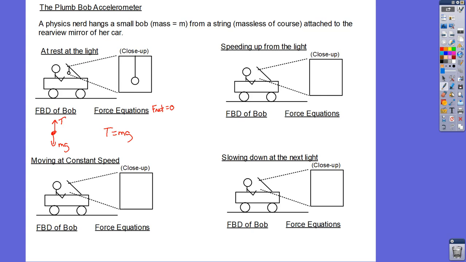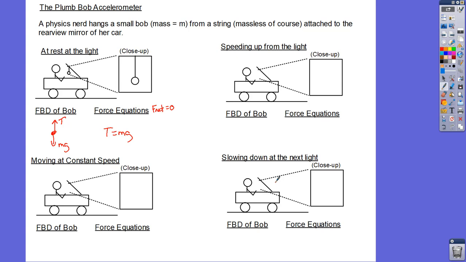Now what I want you to do, this is another case where I'm going to ask you to pause for a minute. I want you to think about what this would look like when the person is speeding up from the light, so accelerating to the right, moving at a constant speed, and also slowing down, what the plumb bob would look like, and see if you can generate some equations there. So I'll give you a second to pause. And so we'll continue on here.